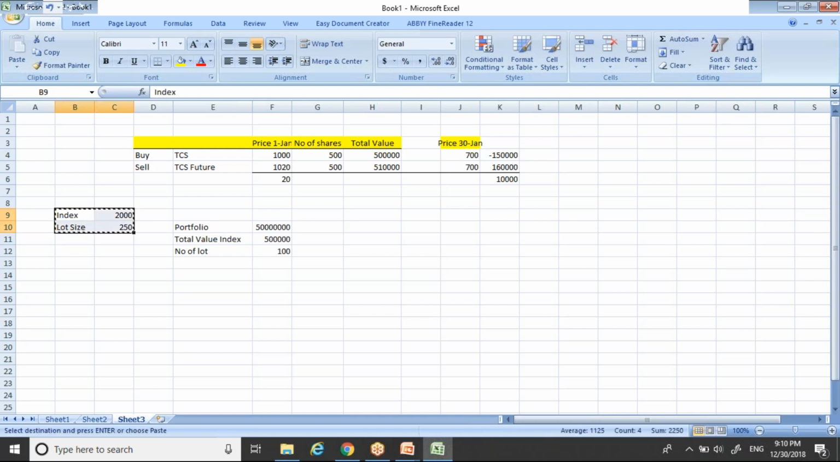Now see, this is the total number of lots. So I can put the lot here. So the portfolio value, total number of index, 100 lots. If this comes to 100 lots, the total value will be like how much? This into this. So this value equates to the value of the portfolio.